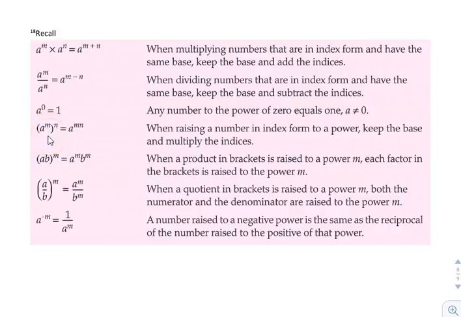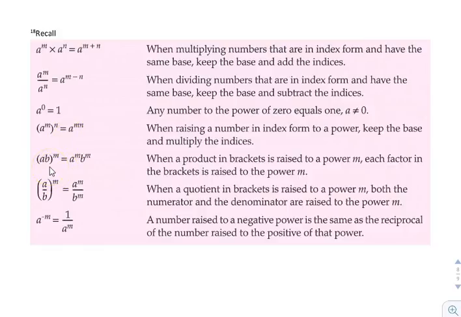So if you have something in a bracket raised to another power, then you multiply together your powers or your indices. So in this particular case, a to the power of m, to the power of n, is a to the power of m times n.